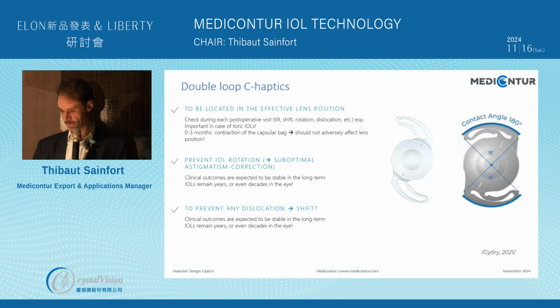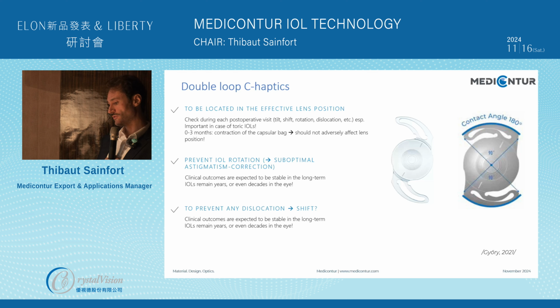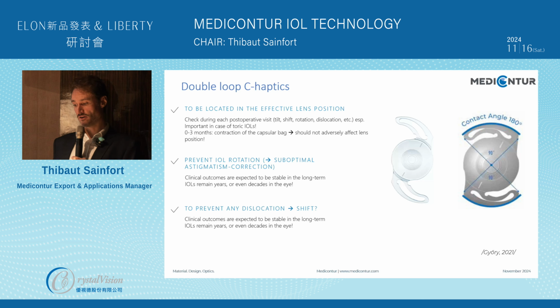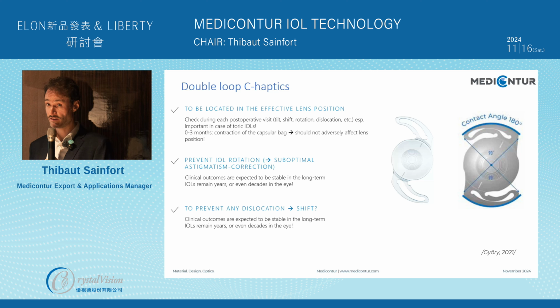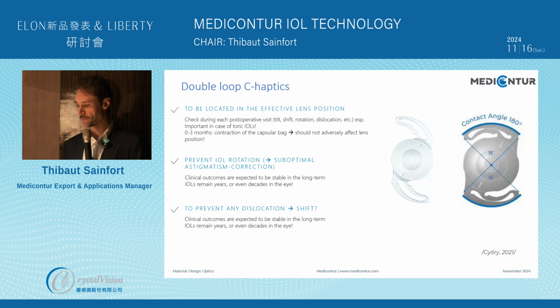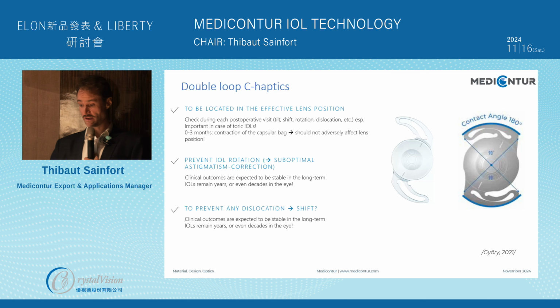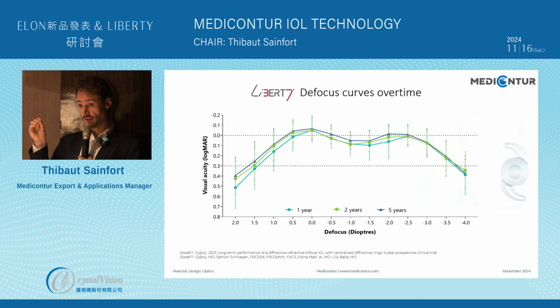So the platform of the Liberty is a double C loop, so with some space in between the loops. This allows to have a very nice contact angle all the way through the capsular bag. So by having a big contact angle, you will have a very stable lens and a very central lens. By this, we target our predicted ELP, so effective lens position in the bag. So it allows us to be very precise in subjective refraction of what we target.